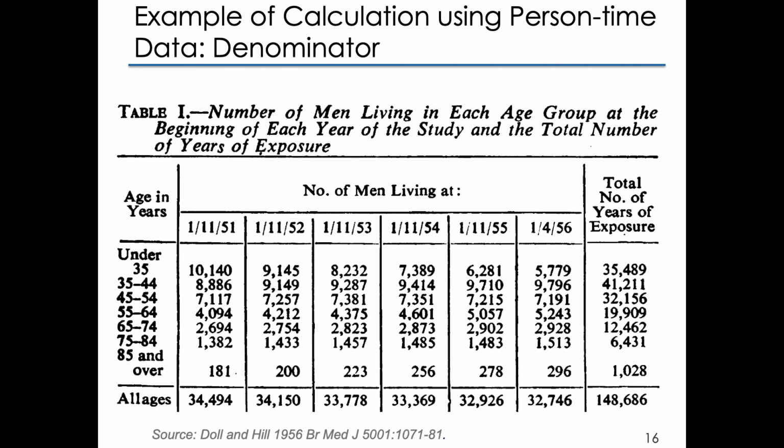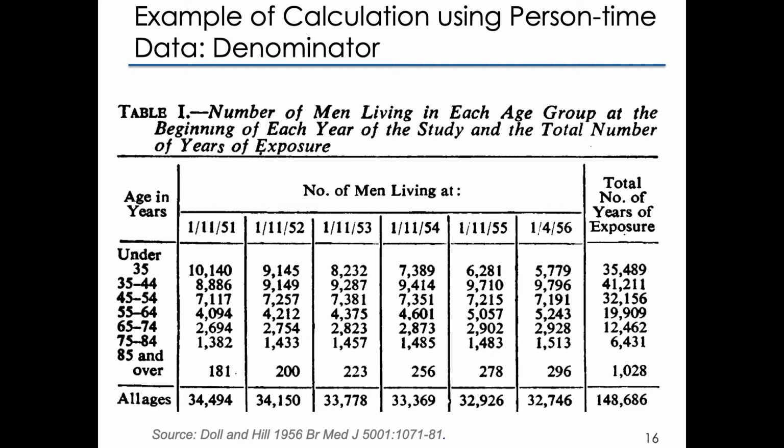So let's start with the upper left. In 1951, they started with 10,000 men under age 35, and so 10,000 person years were contributed by men under age 35. And then if you go across from left to right, the number that are under 35 decreases every year. People under 35 are not dying. They are moving up to the 35 to 44 age group. See how the 35 to 44 age group is growing, going from left to right.